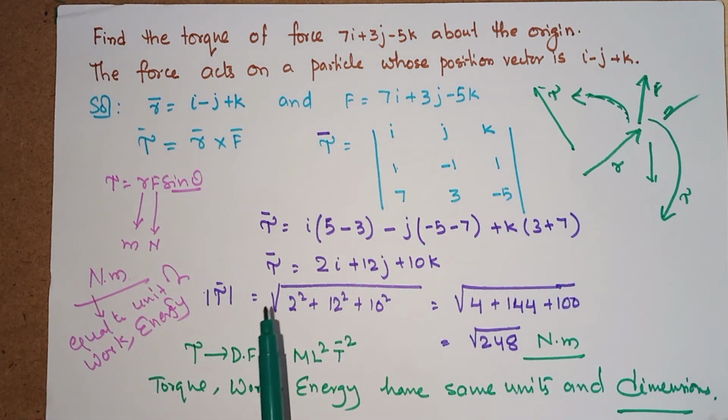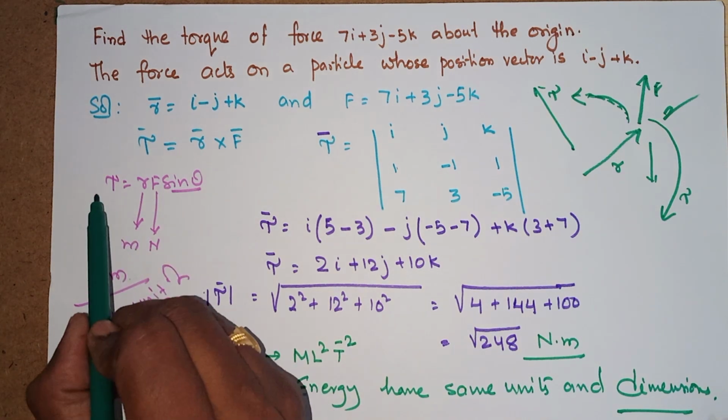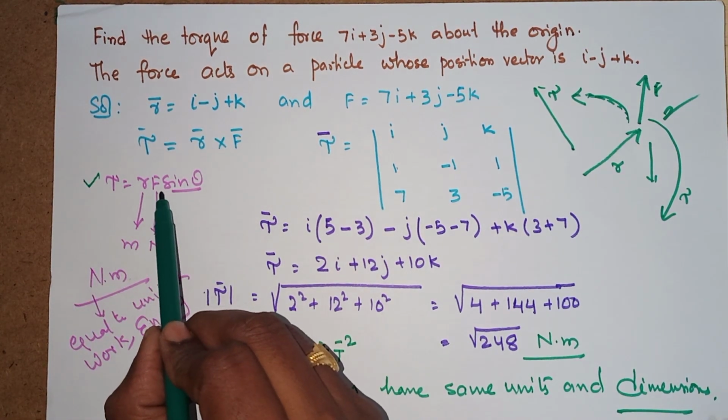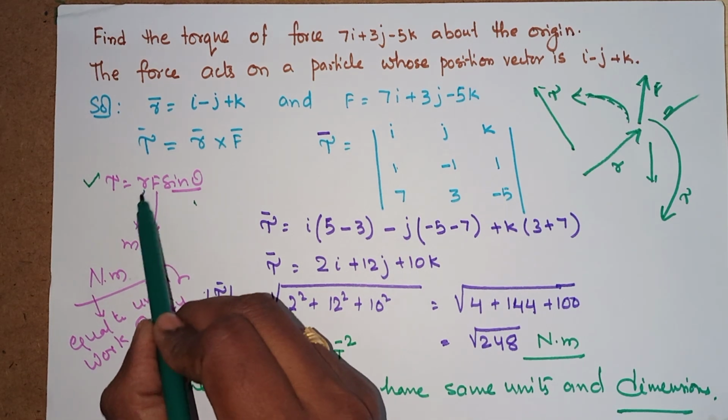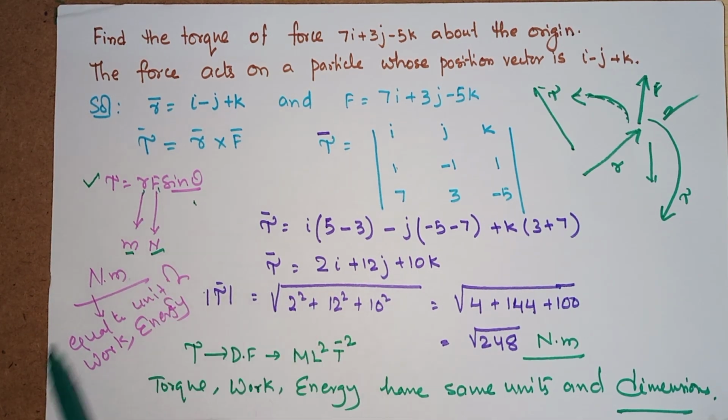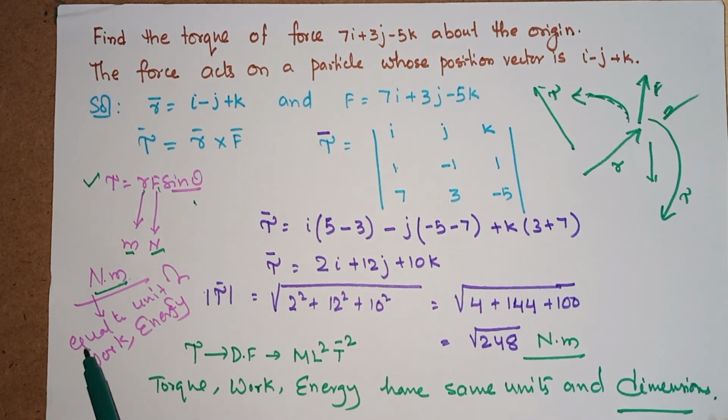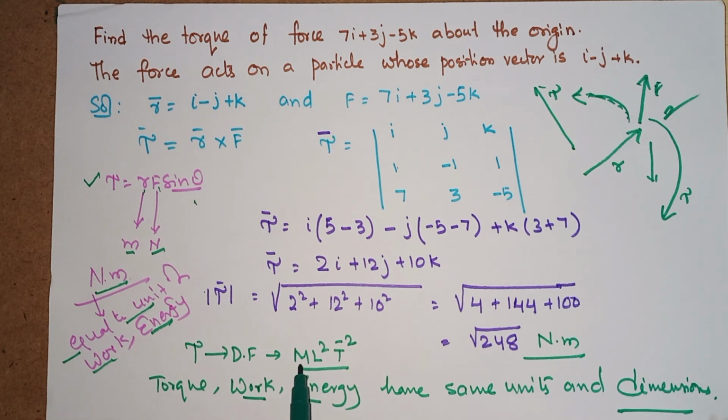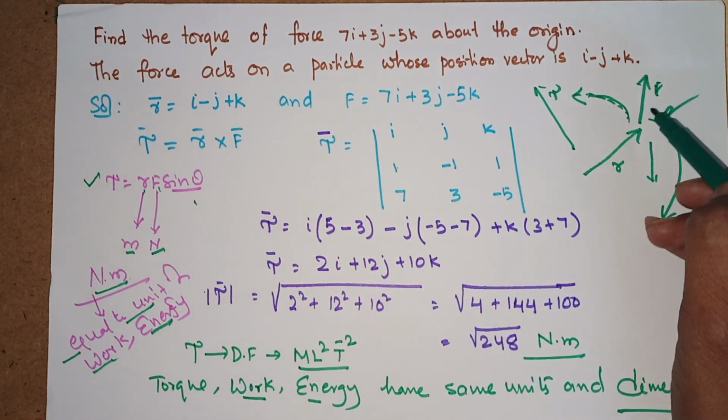Here how to write the units of torque. Torque has formula r f sin theta. So this r is meter and force is newton, total is newton meter. Now this newton meter, we already know, is equal to the unit of work and energy. Of course joule is also there. Now what is the dimension formula? Same as that of the torque as well as work and energy, they have the same dimensions, same units, M L square T power minus 2.